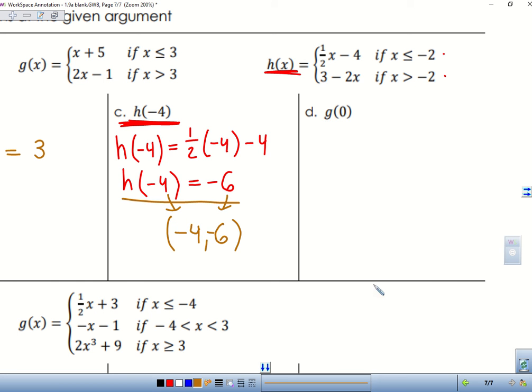So looking at the next one, g of 0, of these two boundaries, which one does 0 fall in? The first one. It does fall in the first one, good. So g of 0. Wait, do we have to write it as a coordinate? Not unless I ask you to. I just wanted to explain what it meant. Oh, okay. If I say function notation, then no. So that's g of 0 is equal to 5.